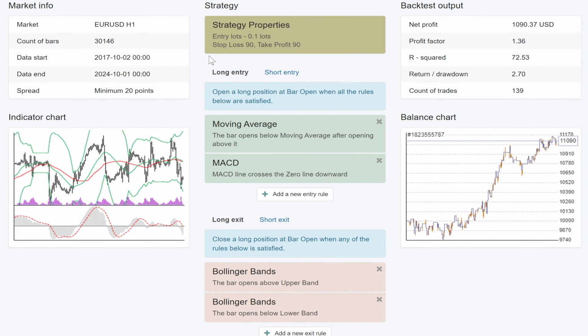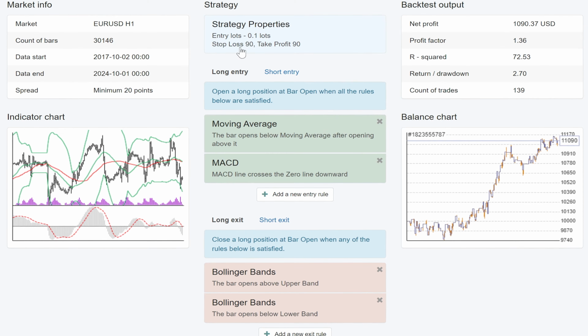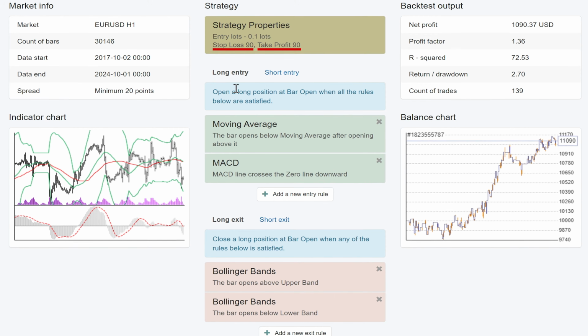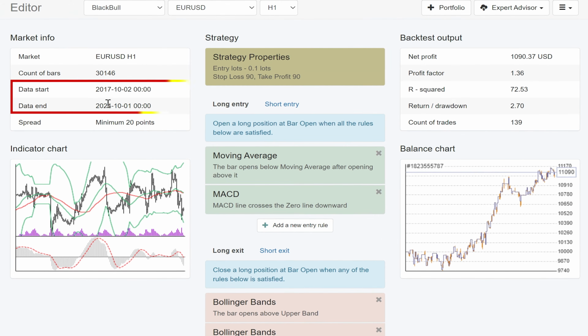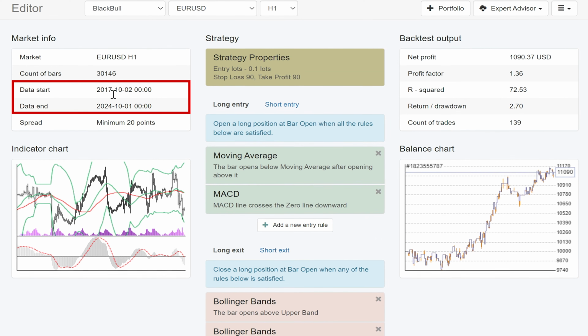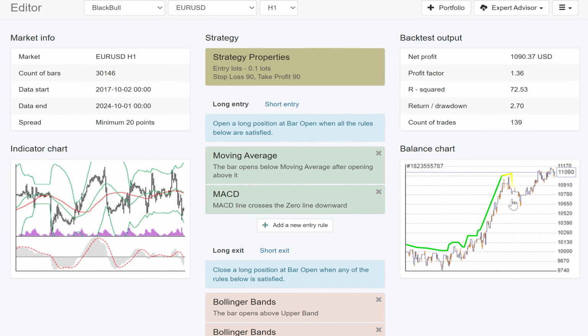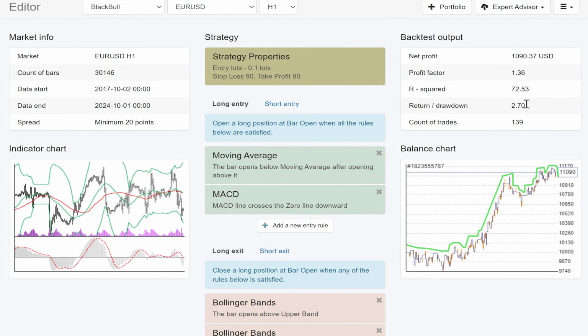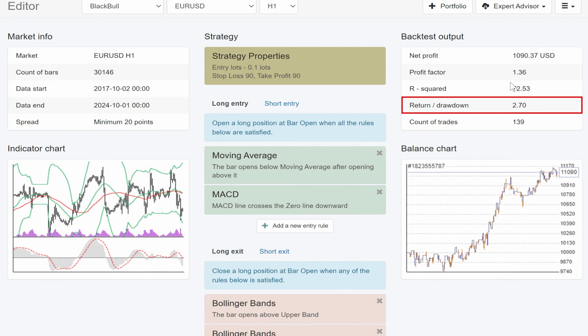It's quite straightforward. I've got a fixed stop loss and take profit which are equal to each other, so they're both 90. This is backtesting over 7 years, from 2017 to 2024. It starts off a little bit slow here, but it's a pretty good equity curve, with a pretty good return to drawdown ratio. It's got 140 trades.